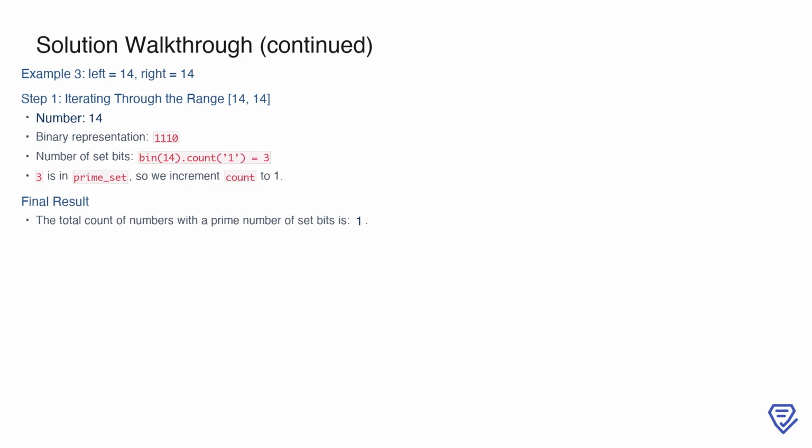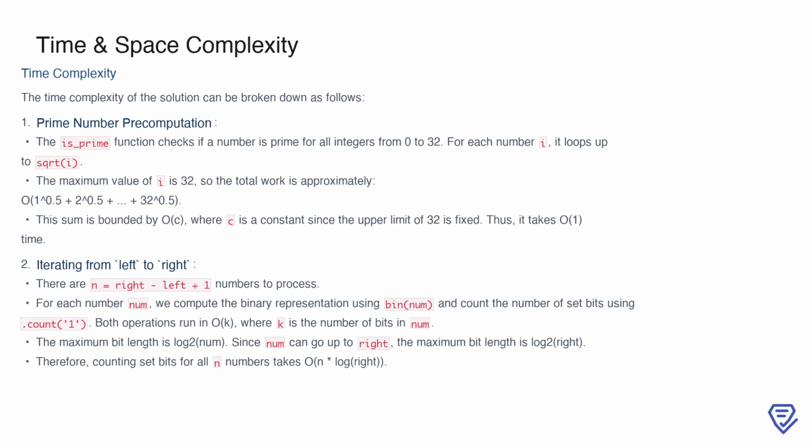Lastly, let's consider a simple edge case where the range only includes the number 14. The binary representation of 14 is 1110, and it contains 3 set bits. Since 3 is a prime number, we increment the count to 1. With no other numbers in this range, the total count of numbers with a prime number of set bits is 1.